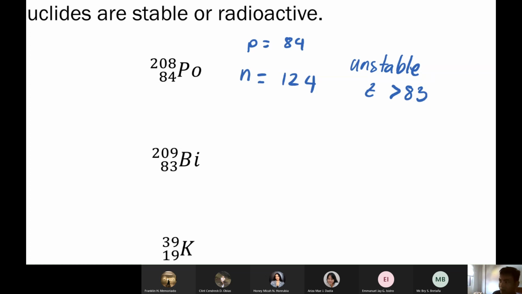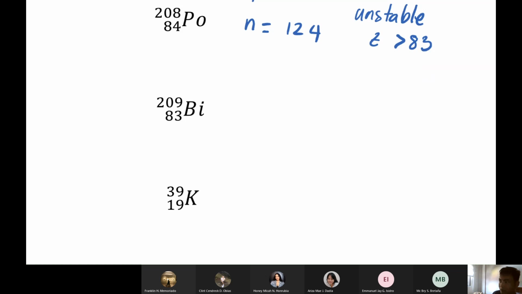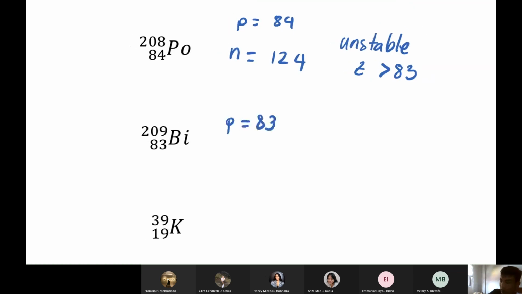Okay? The next one, we have bismuth. We have bismuth, 83 yung protons niya. Neutron is 209 minus 83. Subtract ko lang. 209 minus 83 is 126. Okay? So, sundin natin, Z is equal to 83. So, ibig sabihin, stable pa yan. Kasi sabi nga natin, kapag greater than 83, unstable na talaga. Okay? So, pwede pa ito maging stable kasi 83 siya. Below the threshold. So pwede pa ito maging stable.